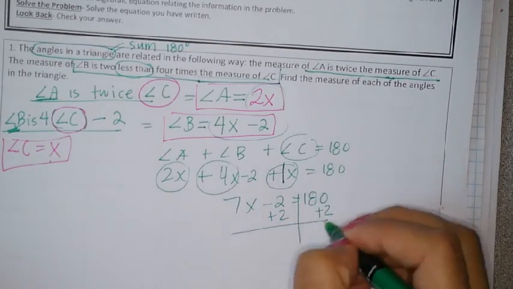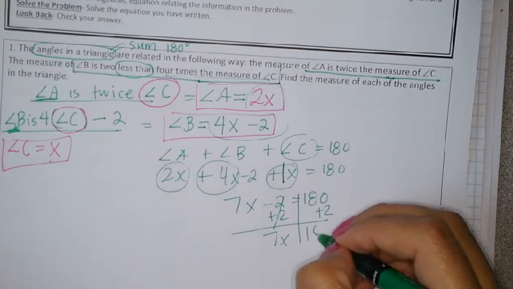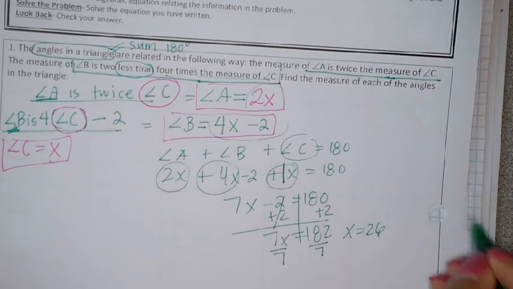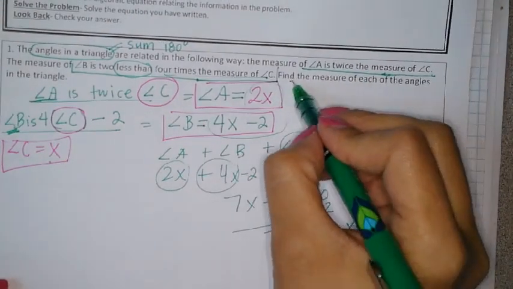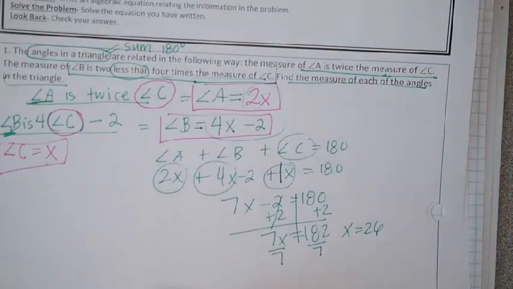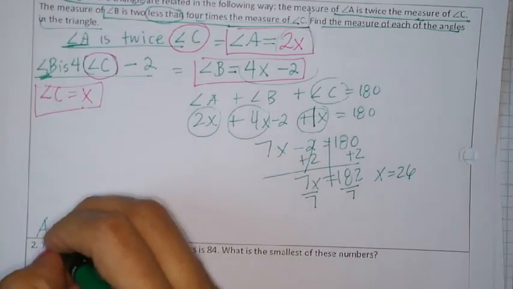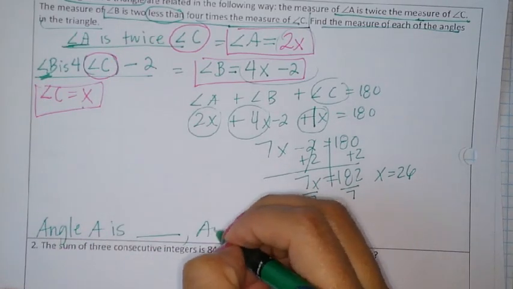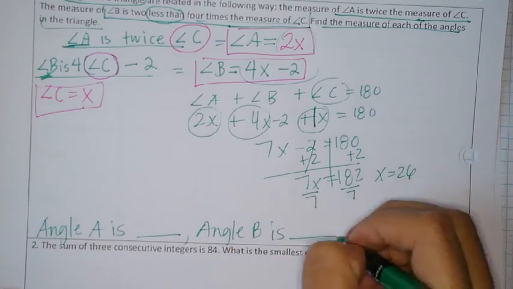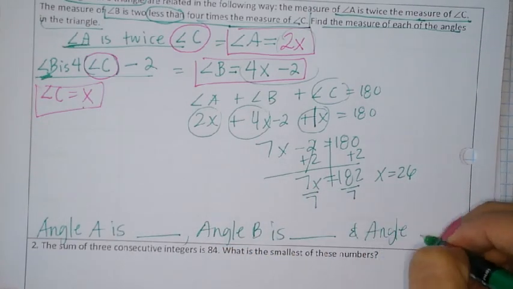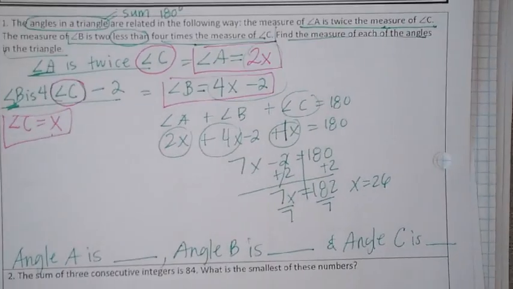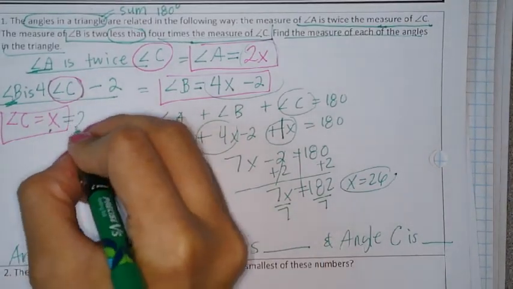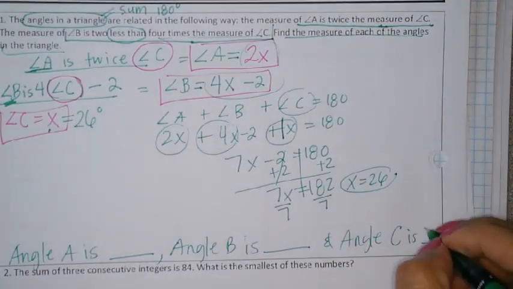I do inverse operations, cancel the 2, divide by 7, and we get x equals 26. When I read the problem, it said to find the measurement of each of the angles. So your answer should be angle A is, angle B is, and angle C is, or measures, right? So right now I have what x equals, and I notice that x is the C. So I know the C is 26 degrees.